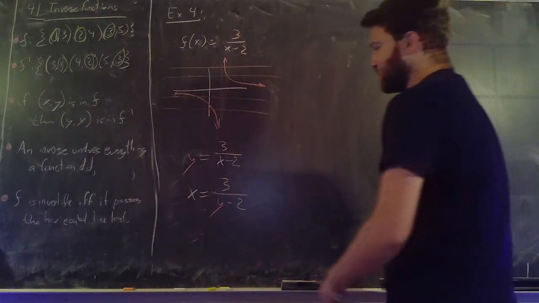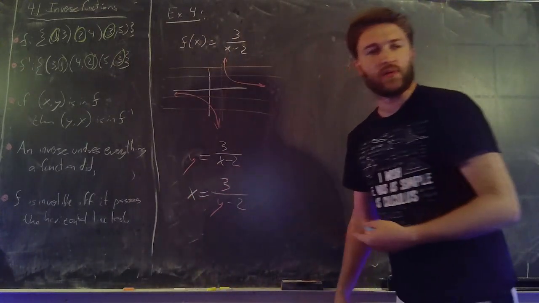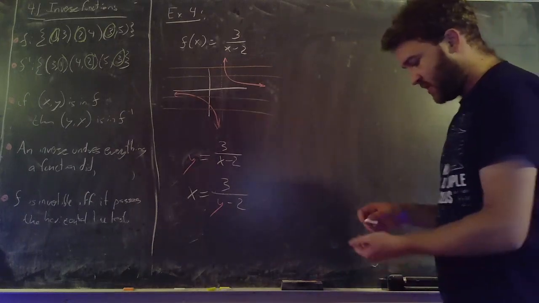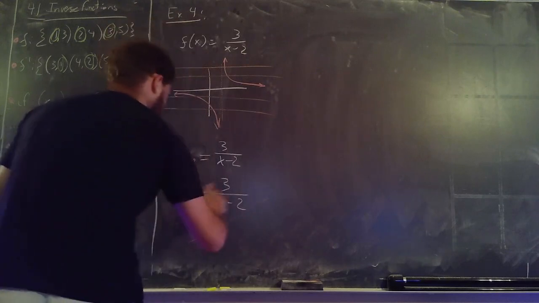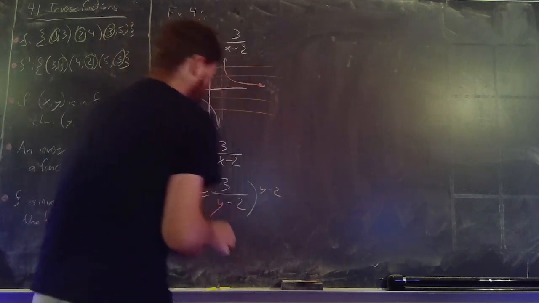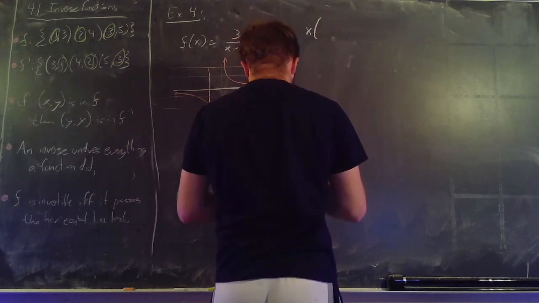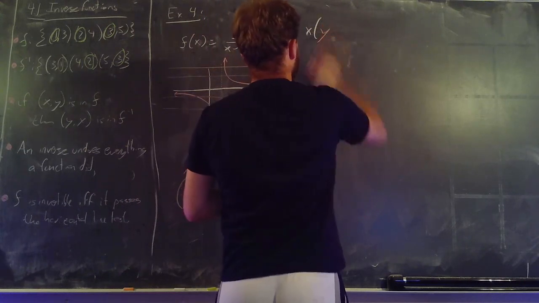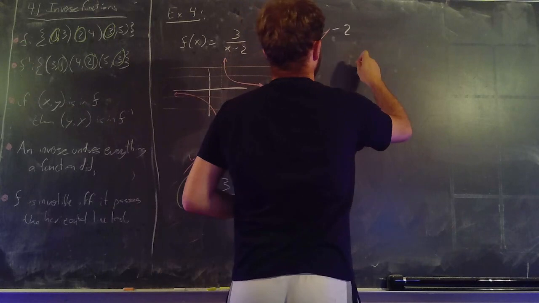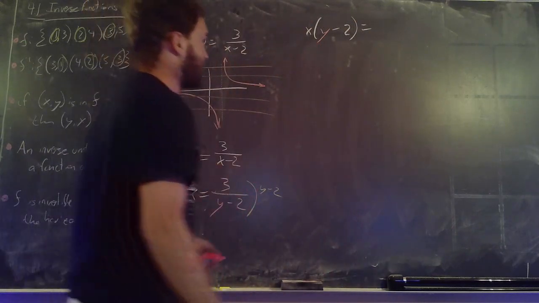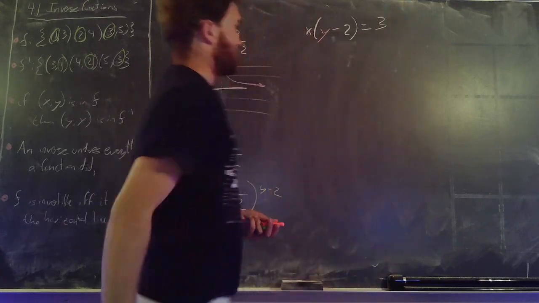Okay, so think about this. When you see fractions, we want to clear the fraction by multiplying everything by the denominator. So if I take this whole expression and multiply by y minus 2, that will give me x times y minus 2 on the left-hand side. On the right-hand side, the denominators match, so they cancel, leaving me with a 3.